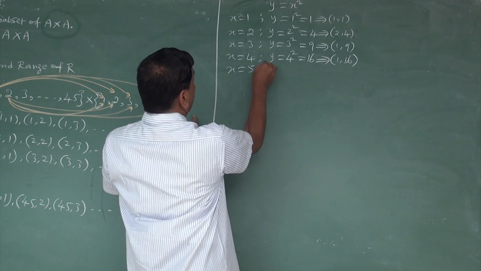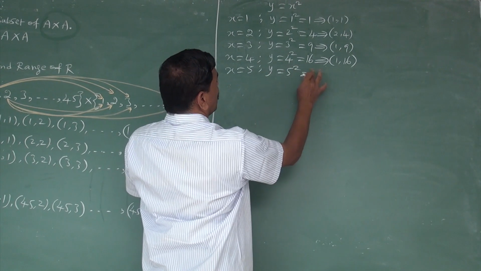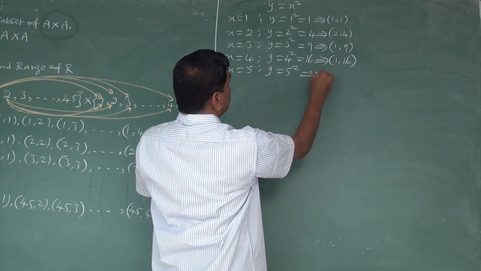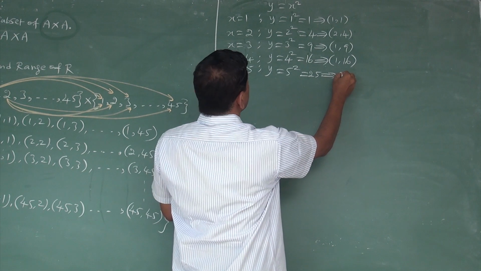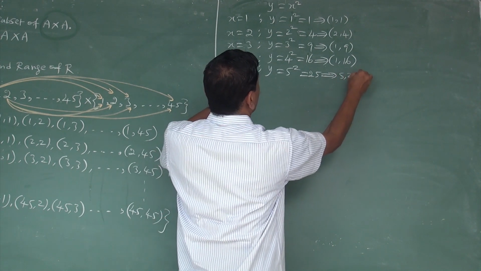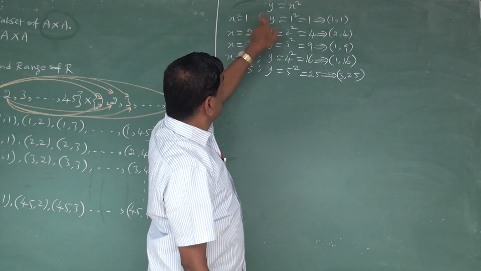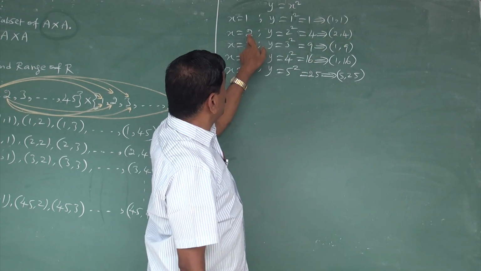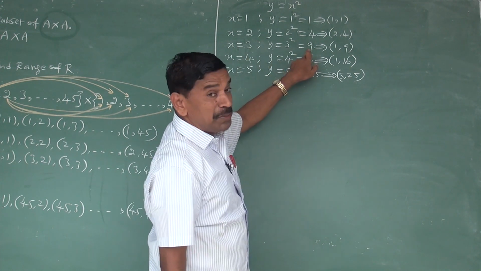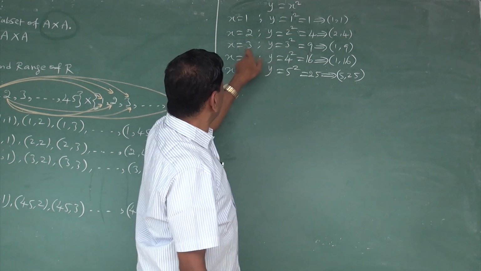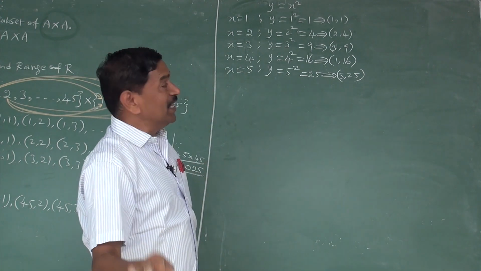Okay, now when x equal to 5, y is equal to 5 square. 5 square equal to 25, which implies, can you tell me the ordered pair? That is 5, 25. Listen, you are not listening correctly, because when x equal to 1, 1 square equal to 1, so 1, 1. When x equal to 2, 2 square equal to 4, so 2, 4. Next, when x equal to 3, 3 square equal to 9, which means what? The ordered pair is 3 comma 9, not 1 comma 9. So identify correctly. Your listening is very important.